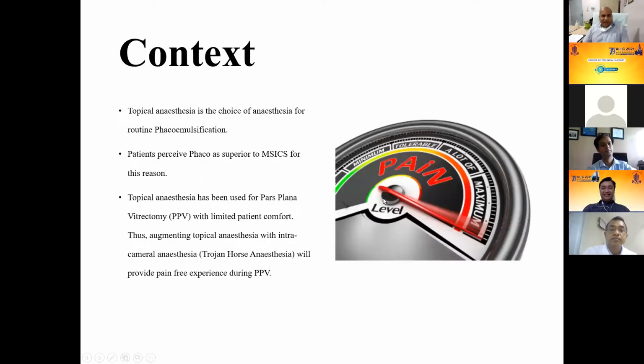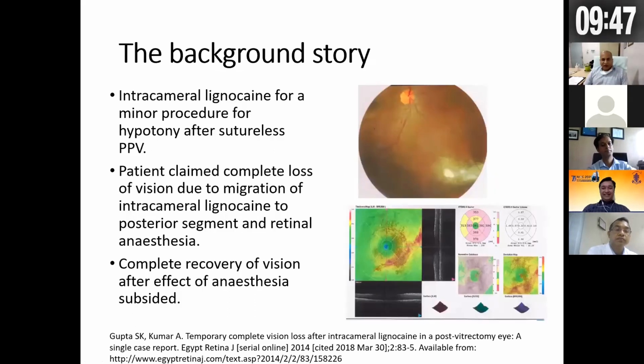So the context is that, as we all have discussed and are very well aware, topical anesthesia is the choice for phacoemulsification in routine, and here we are sitting and trying to extend the horizon by incorporating other surgeries as well. So we'll see how we can do vitrectomy under topical anesthesia.